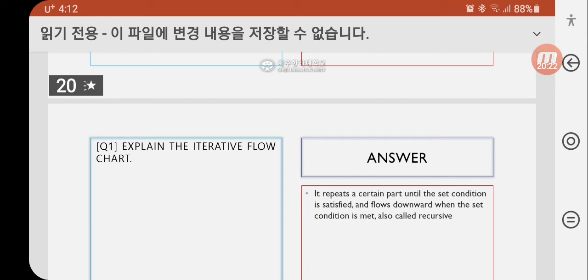An iterative flowchart repeats a certain path until the set condition is satisfied and flows downward when the set condition is met, also called recursive. And next, explain the difference between batch processing and immediate processing. In other words, immediate processing is real-time processing.